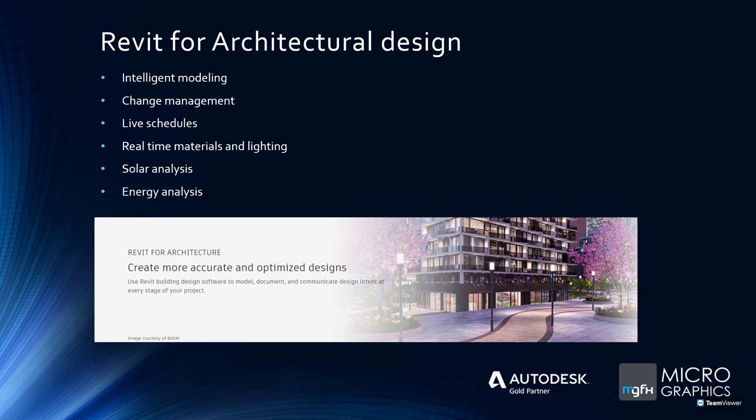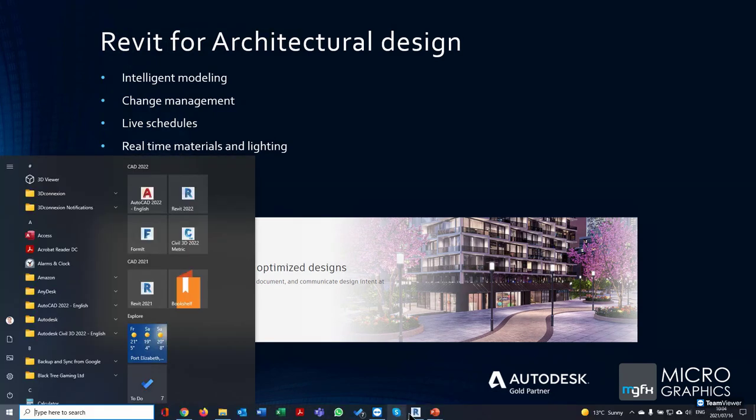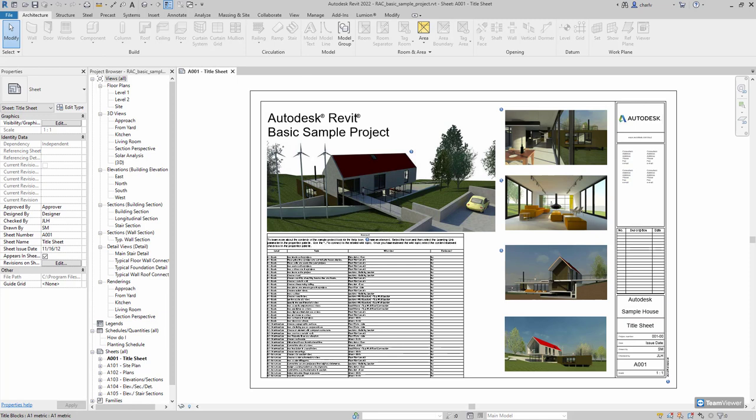We'll also look at live schedules. In this scenario, if you delete the door, it will just be removed from the door schedule numbers. We'll also look at some of the materials and lighting, and as you change some of those, how it would affect your model, and then we'll look at some analysis. That's just a little bit of the agenda. What I'm going to do now is start up Revit and talk about those topics. After this architectural section, I'll pass over to my colleague Paul, and he'll do the structural and MEP side.